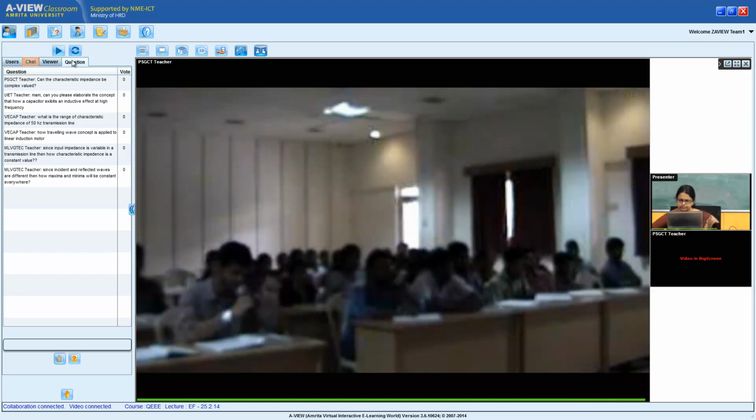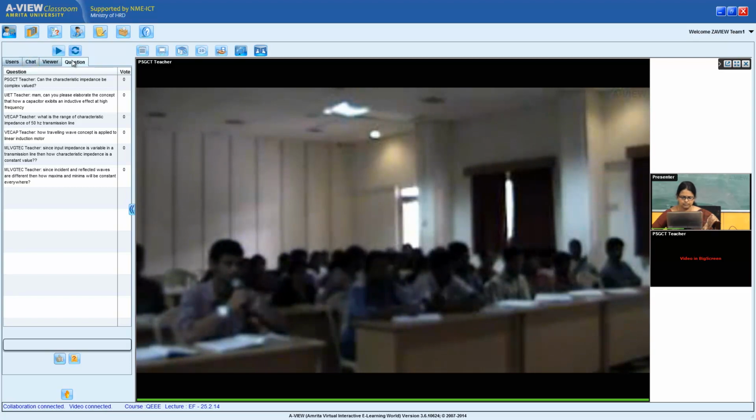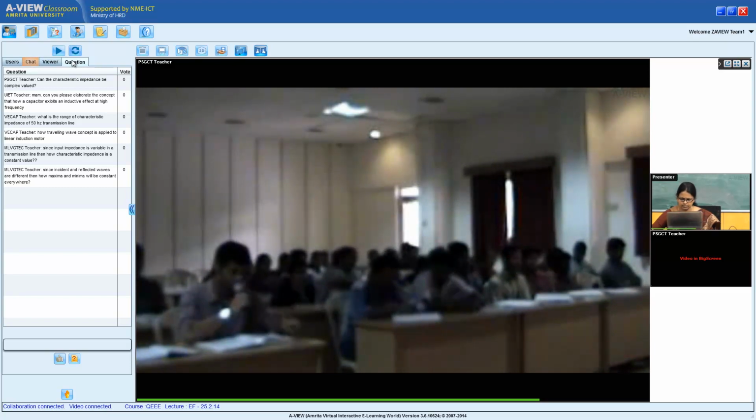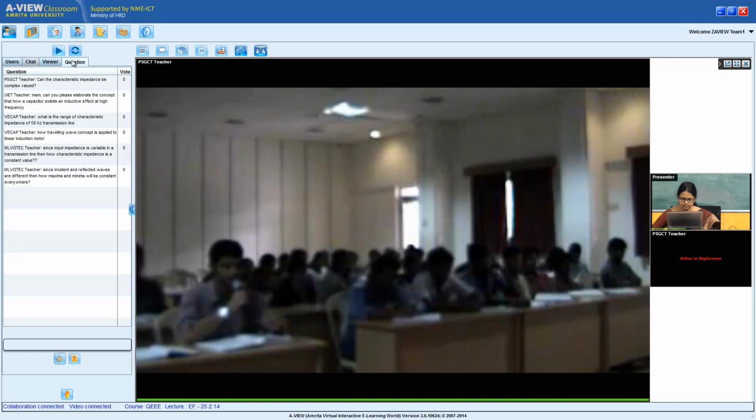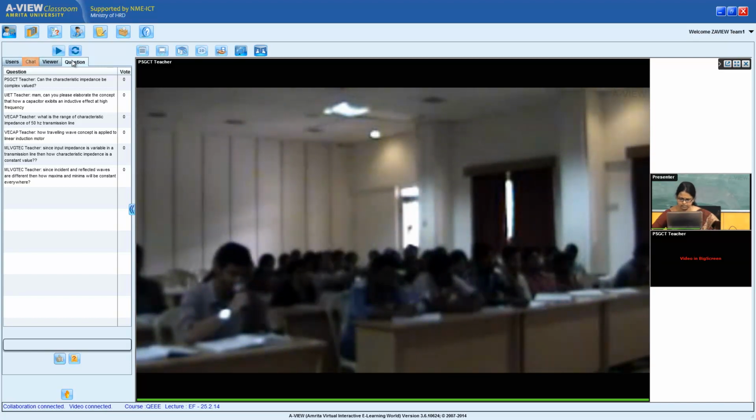Ma'am, in the expression for V of minus L, that is V of minus L equals Vg by Zg plus Zin of minus L, the dimension of the left hand side is in volts, whereas the dimension of the right hand side is in current, in amperes.